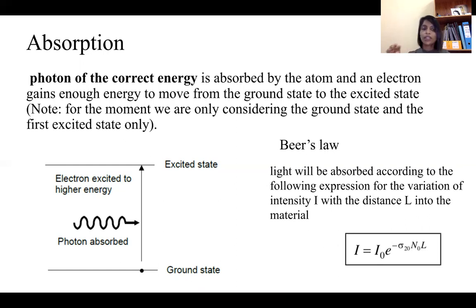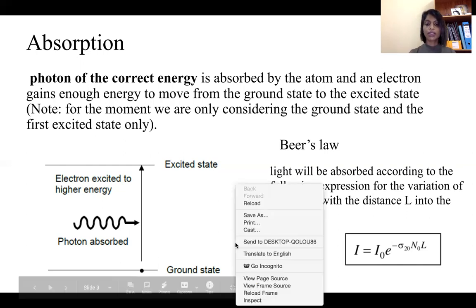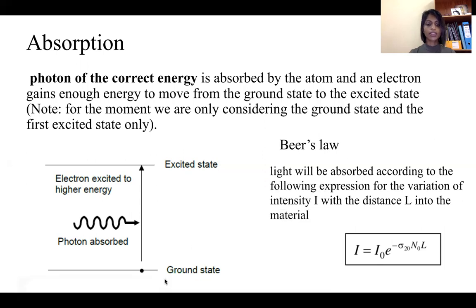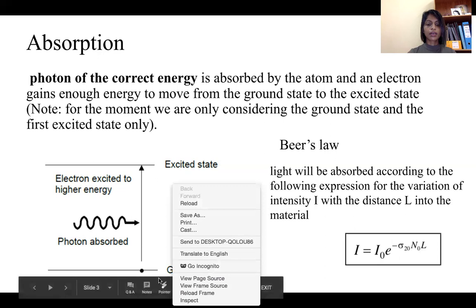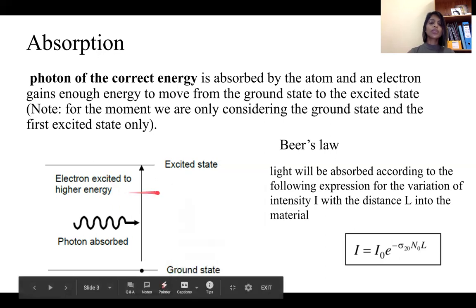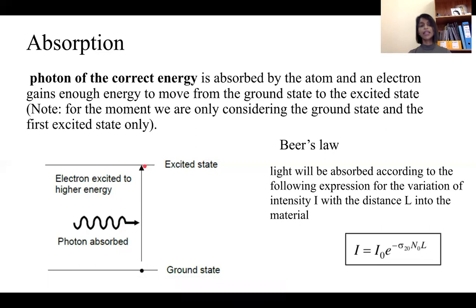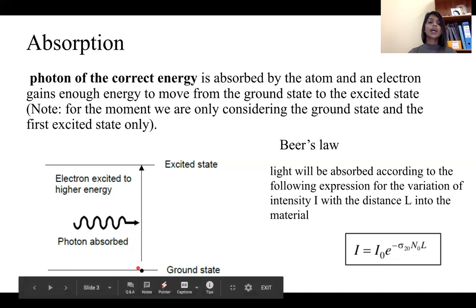I'm emphasizing this word correct, because if this electron, please give me a minute to get the pointer. Okay, so this correct energy means if this is the ground state and the electron wants to jump into the excited state, then this incoming photon should have energy equal to the energy gap between the ground state and the excited state.